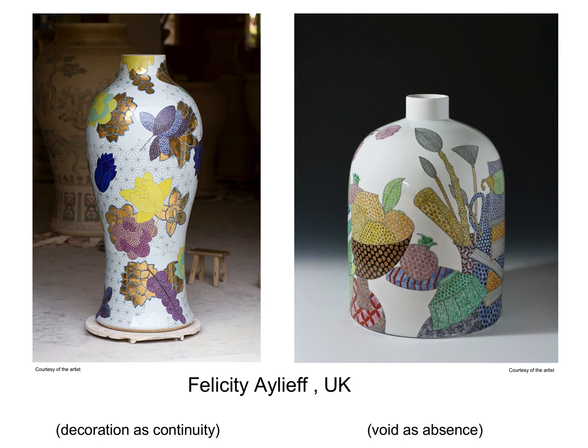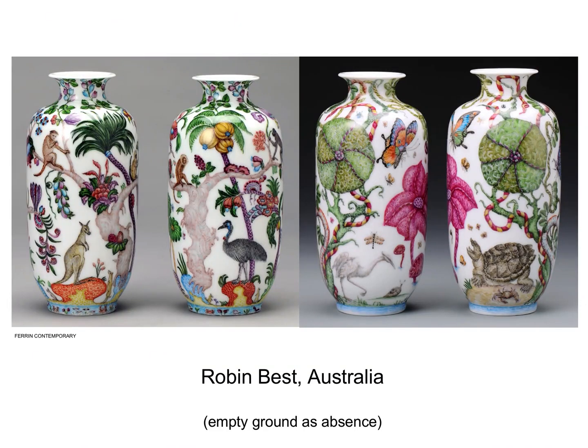I'm not saying here that one is better than the other. I'm just making a point that there is a very clear difference between an approach to empty space in Asian representation versus this approach to empty space in European or Western forms of representation, as we see here in the work of Robin Best from Australia, where the empty ground reads as absence.